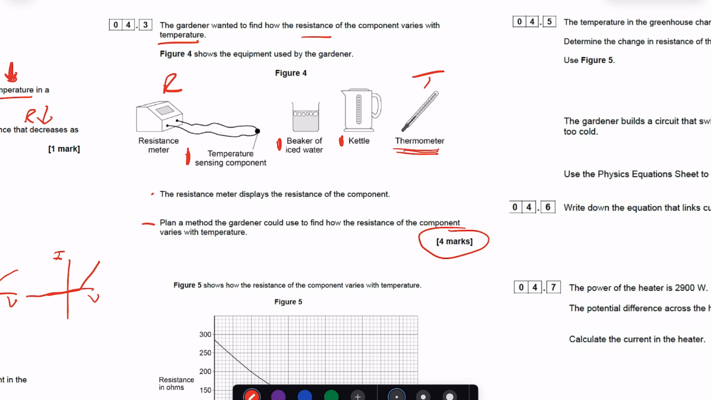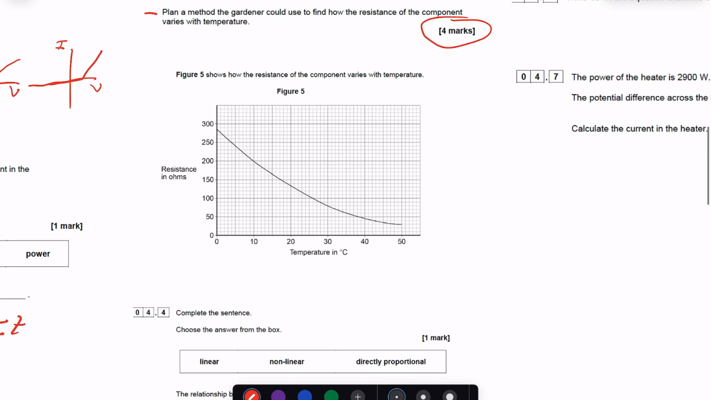So I'm measuring temperature with a thermometer. I'm measuring resistance with a resistance meter. I'm measuring lengths with rulers. I'm making sure I get that detail in and not making the assumption that the examiner will think I know it. I'm going to say it for sure. So, plan a method the gardener could use to find out how the resistance of the component varies with temperature.